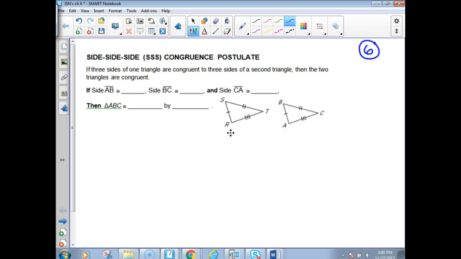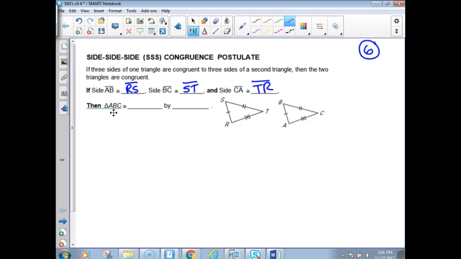So in this diagram, side AB is marked with a single mark. The corresponding side on the other figure would be RS. It's marked the same, so AB is congruent to RS. Side BC is congruent to side ST. I'm being picky about the order of my letters because I want the segments to correspond correctly. CA, so it started at C, went to A. How would that go on the other figure? It would be TR. So segment CA is congruent to segment TR.